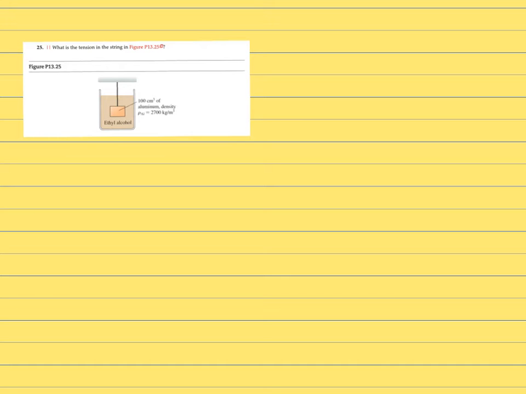Well, when you see the string on there, I think you guys know we should probably go to a force diagram. What are all the forces acting on the block? We have force of gravity. I'm going to put 2 on here. We have the tension of that string. And then we also have a force of buoyancy.